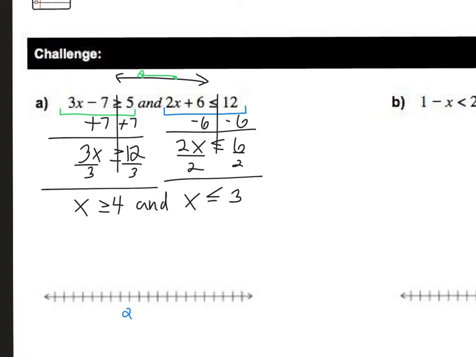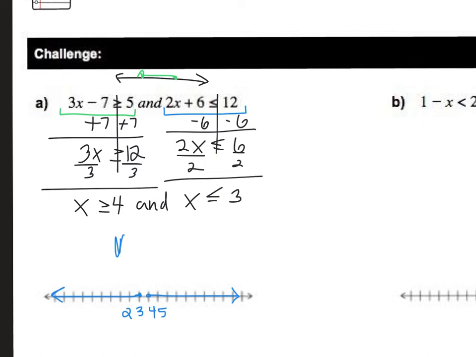Welcome back. Okay, so we know we're going to have a closed dot on 3 and a closed dot on 4. So my first problem here says x needs to be greater than or equal to 4, and x is less than or equal to 3. Now remember, when we're talking about and, we're talking about the things these both share. And typically our line is in between these 2 points, and I don't see that in this situation.